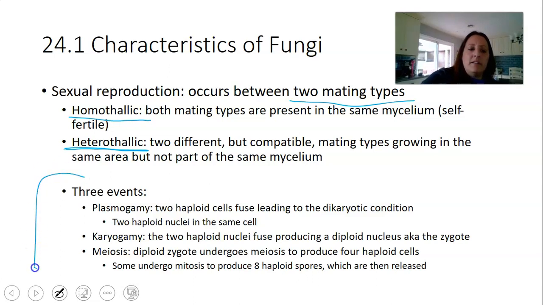There are three key events that are going to happen. It doesn't matter which species of fungi we're looking at. The life cycle will have the same events if it's a sexually reproducing fungus.